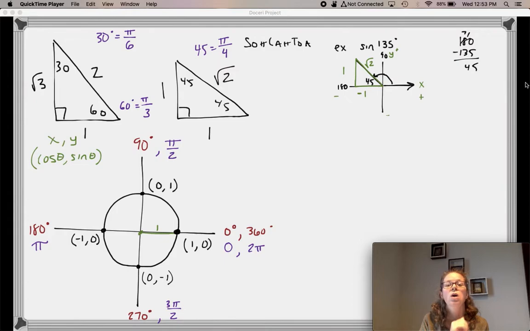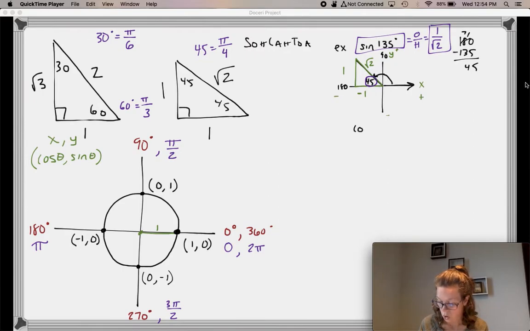Okay? So now our triangle's labeled, so we are ready to tackle the question of what is the sine of 135? Well, SOHCAHTOA, sine is opposite over hypotenuse. Looking at the angle by the origin, always look at the angle that's by the origin, that 45-degree angle, opposite is positive 1, hypotenuse is square root of 2. And that would be our sine of 135 degrees.